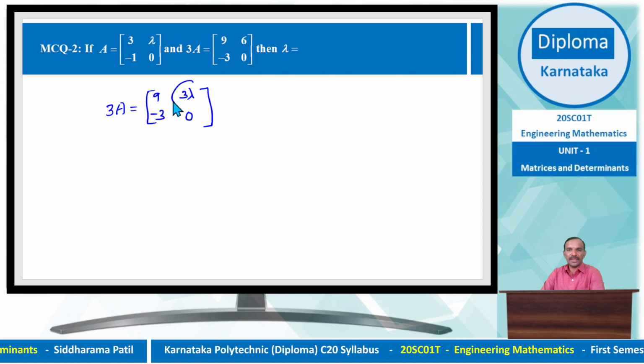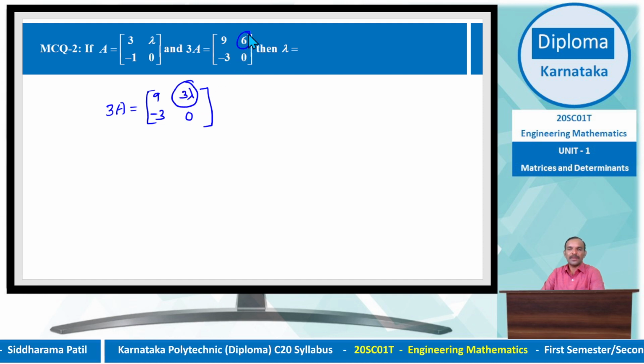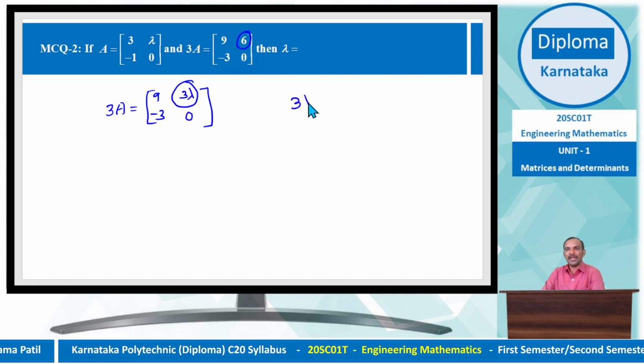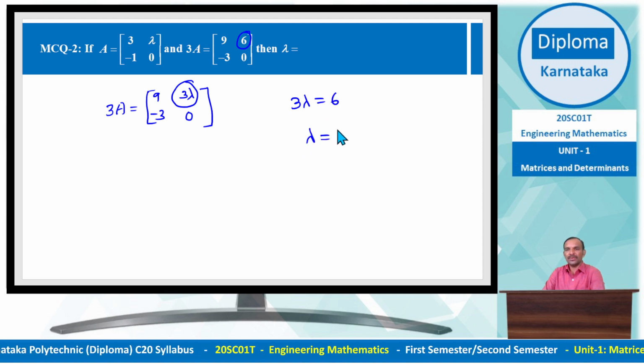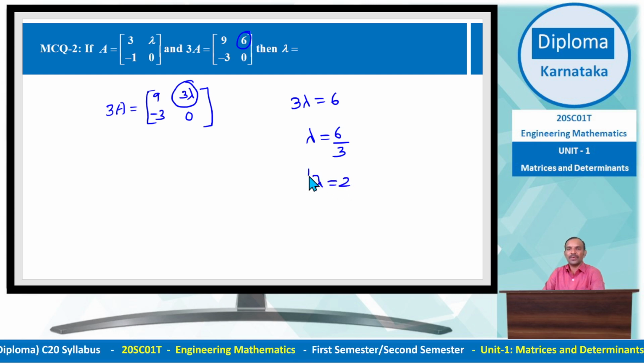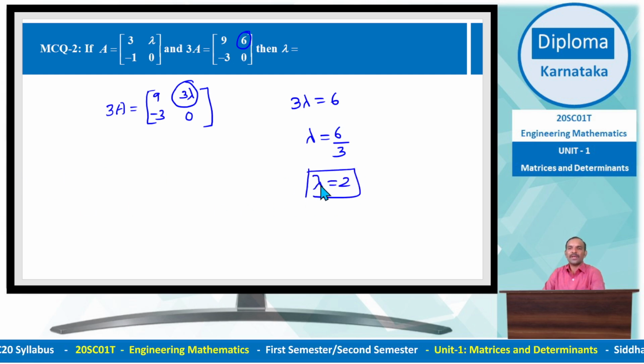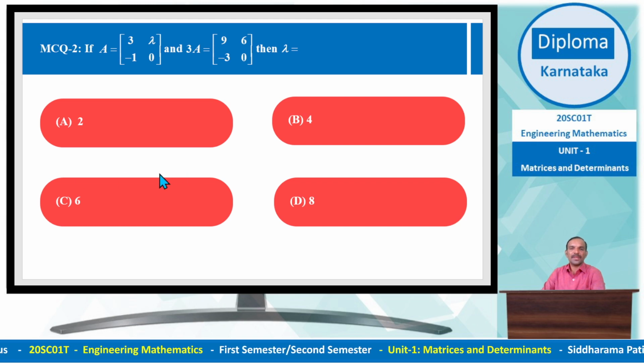In place of 3 lambda, what is here? 6. Therefore 3 lambda equal to 6. Then what is lambda equal to? 6 by 3. Lambda equal to 2. Then the answer is 2. Which option is the correct option? Option A is the correct option.